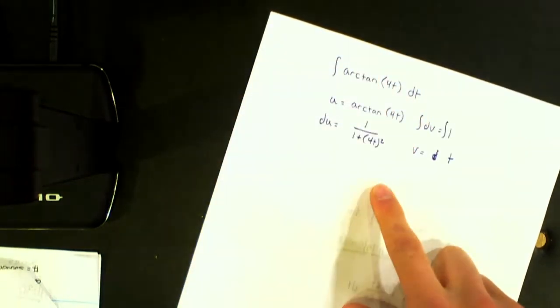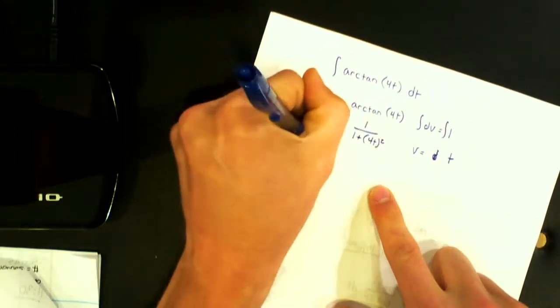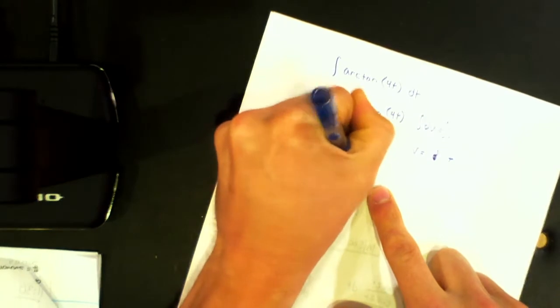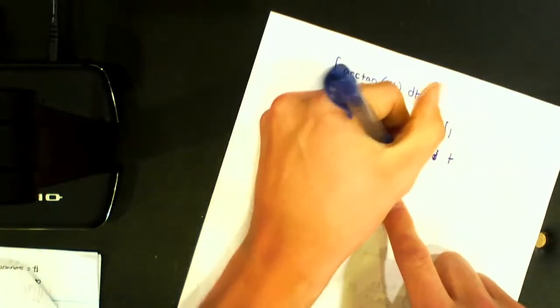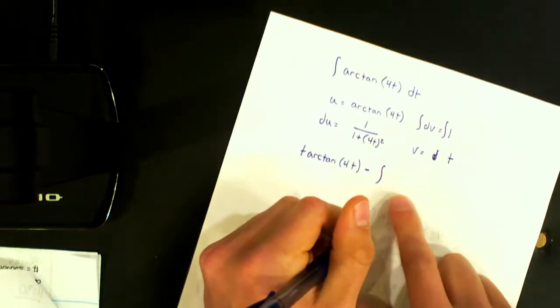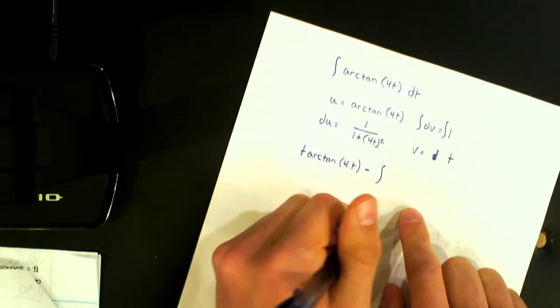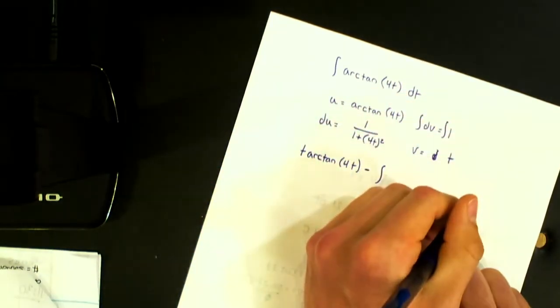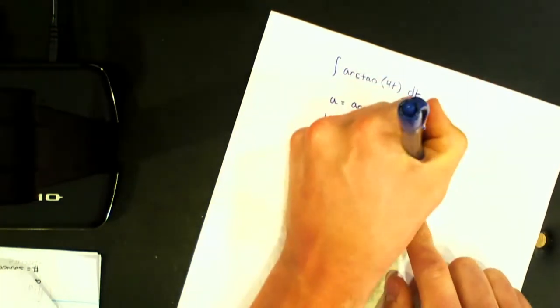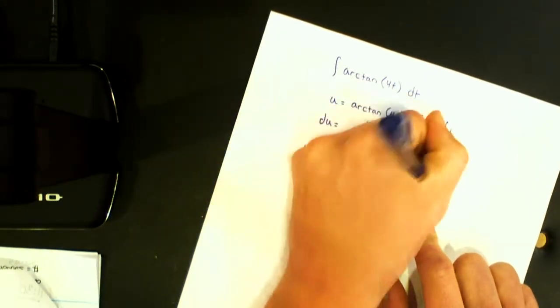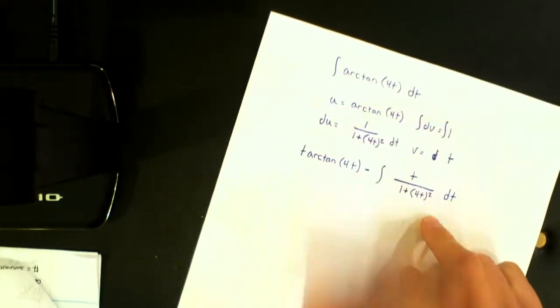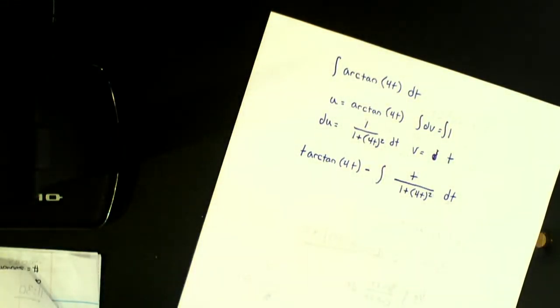All right, nice. All right, so plugging in, t arctan 4t minus integral, v du. Okay. dt there, dt. Okay, so let's see. It's all good.